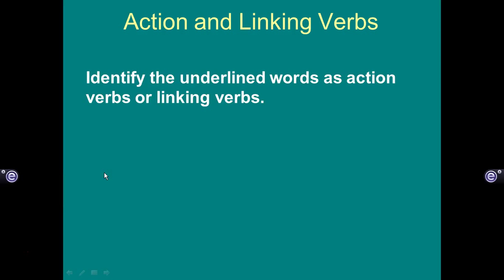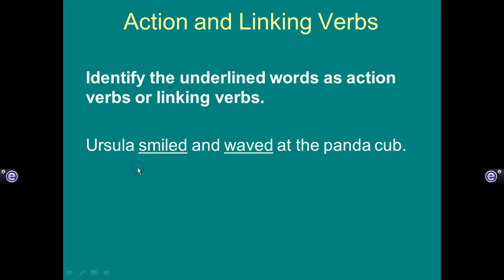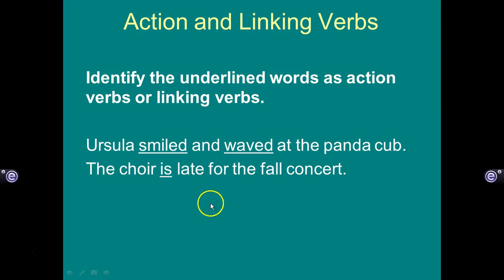We're going to identify the underlined verbs as action verbs or linking verbs. So we can see, Ursula smiled and waved at the panda cub. Smiled is an action verb, and waved is something that you can do, so those would both be action verbs. The next one, the choir is late for the fall concert.